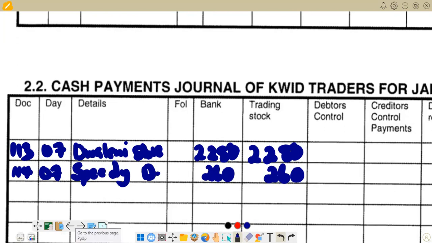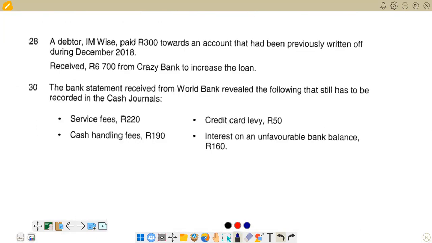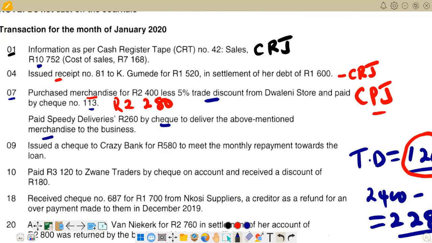We can move on to the next one according to the information that we are given. Right from 7, we are going to 9 here. Right on 9, it reads issued check for Creditor Bank for 580 to meet the monthly repayment towards the loan. So we are paying a loan there, 580, and we are paying it to a Creditor Bank. So on the details part, we are going to put our Creditor Bank, and then the amount is 580.